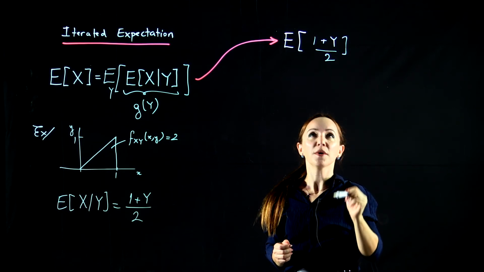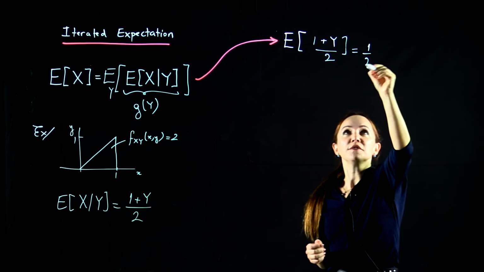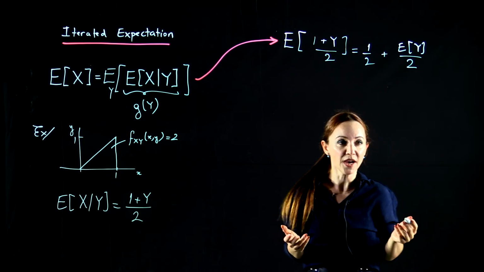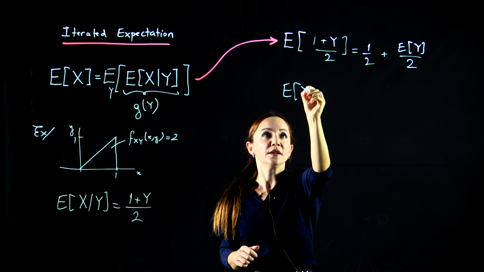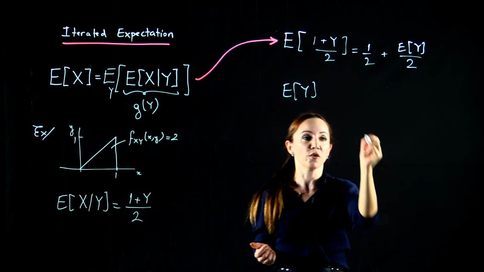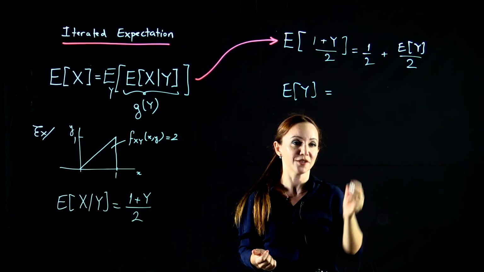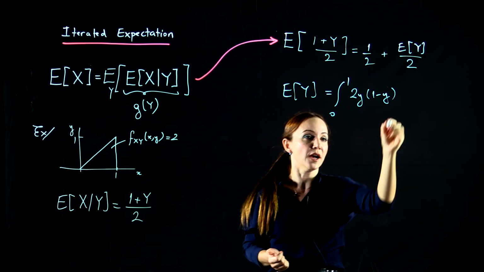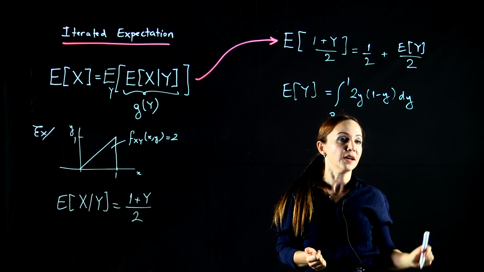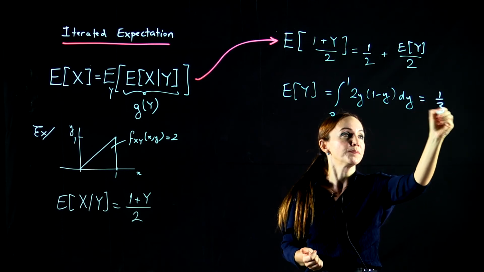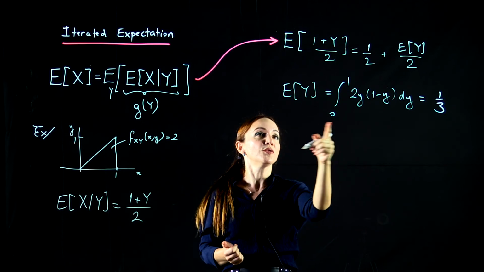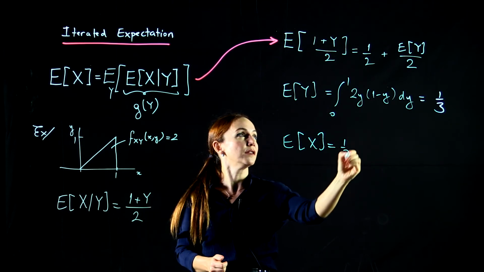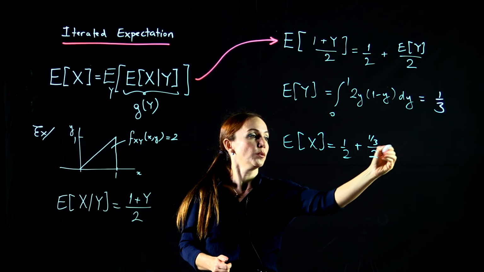But this is nothing but 1/2 plus expectation of Y over 2 by linearity, and expectation of Y we have already computed. Essentially, we've already computed the marginal density of Y in our example. So I will just write this down, and that gives us 1/3. Okay, so then the expectation of X is simply 1/2 plus (1/3) over 2, which is 2/3.